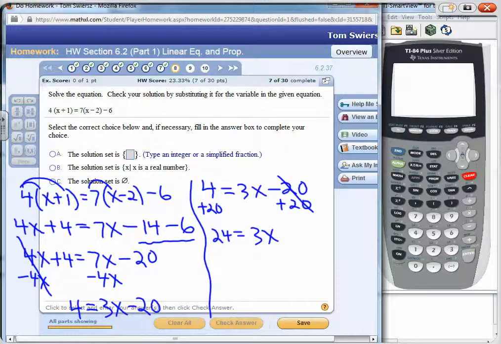3x equals 24. To get 1x, or just x, divide by 3, right? Because 3 divided by 3 is 1. 1 times x is x. So we got our answer now. Do the last step. 24 divided by 3 we know is 8. So we get our answer, x equals 8.